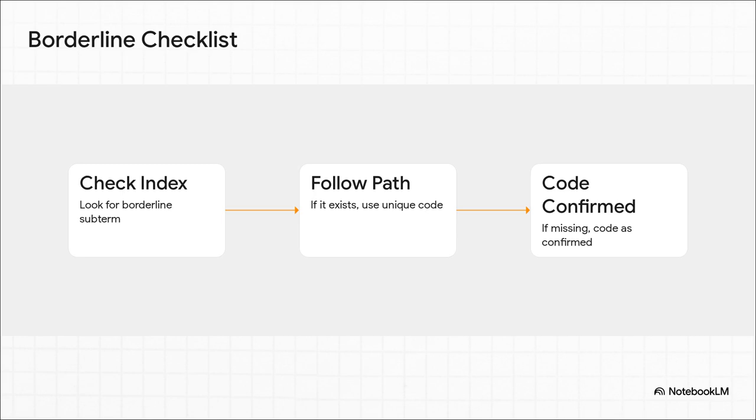Always check the alphabetic index for the borderline subterm under your main condition. Step 2. If that subterm actually exists, you must follow that unique path. And step 3. If the subterm is missing, only then do you default to coding it as the confirmed main condition. Sticking to this checklist is going to keep you perfectly compliant every single time.